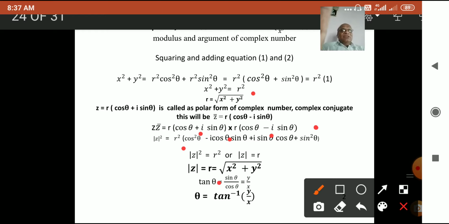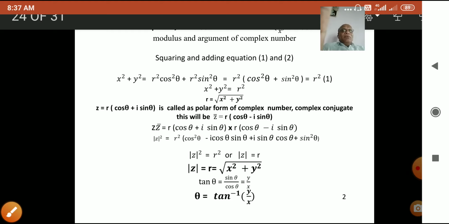Now tan θ will be the ratio of sin θ divided by cos θ. You are familiar with this. Now we have the value of sin θ in the previous equation number 1, this is y by r. The value of cos θ is x by r, r gets cancelled, and so tan θ will be y by x, or θ = tan⁻¹(y/x). Now we have found the value of r and θ.